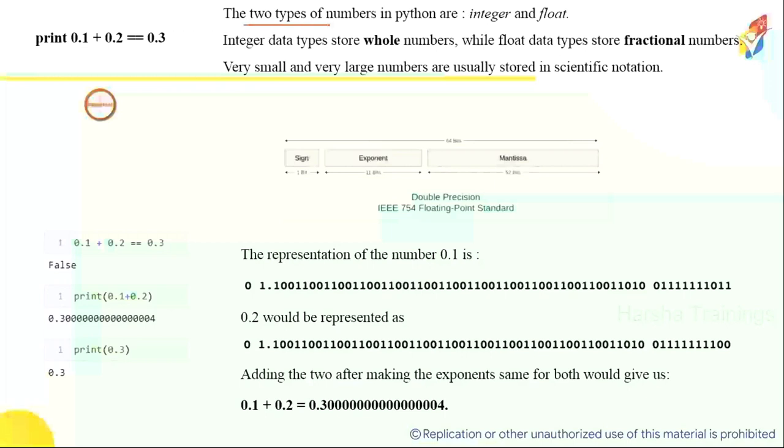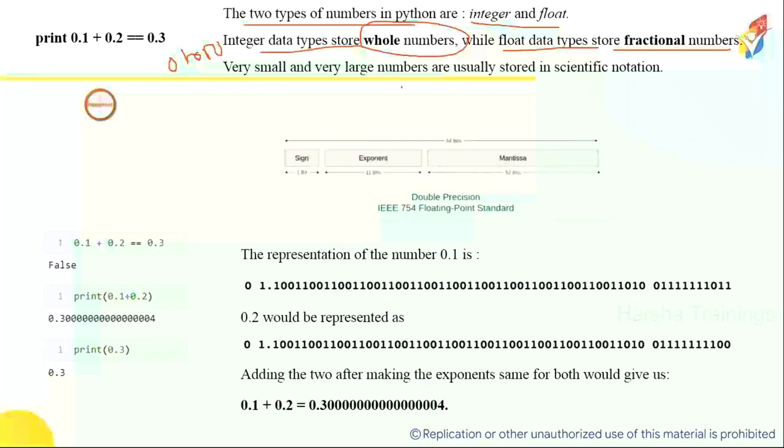There are two types of numerical data in Python. One is integer, another one is float. These two are called numeric types. Integer data type stores whole numbers. Okay, what is a whole number? 0 to any number is called a whole number, whereas the float data type stores fractional numbers.